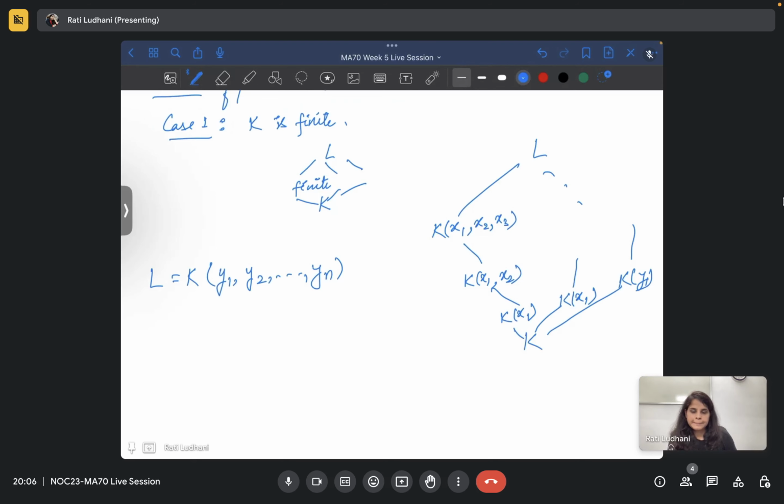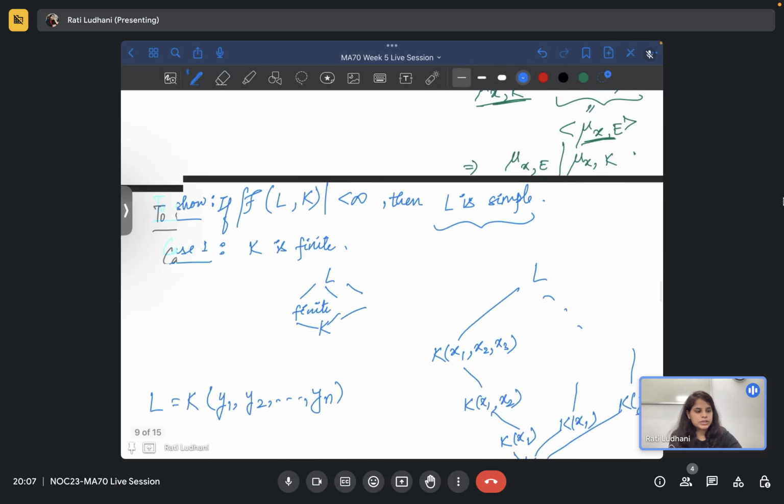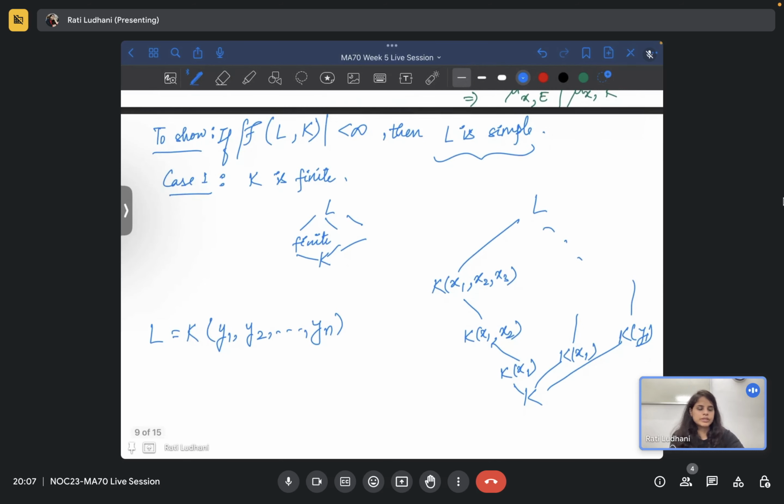Case one, K is finite. As per the given condition, the intermediate field set cardinality is finite. We cannot use that argument, because we already know it is not simple right now. We have to prove that L is simple. So we don't know L is equal to Kx or not. So we cannot use the first part, the second part, whatever we have done till now. So the divisor's argument won't work right now.